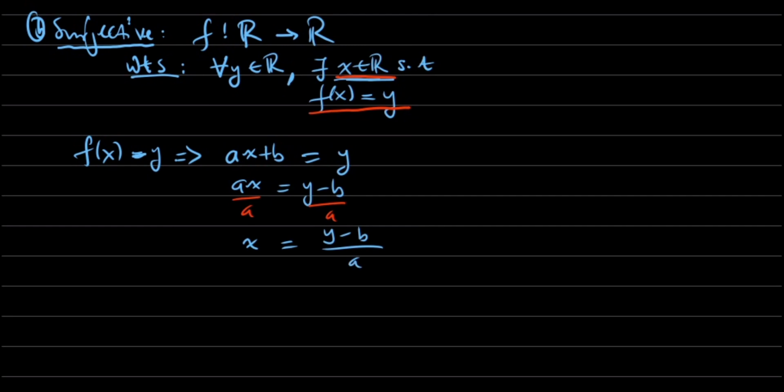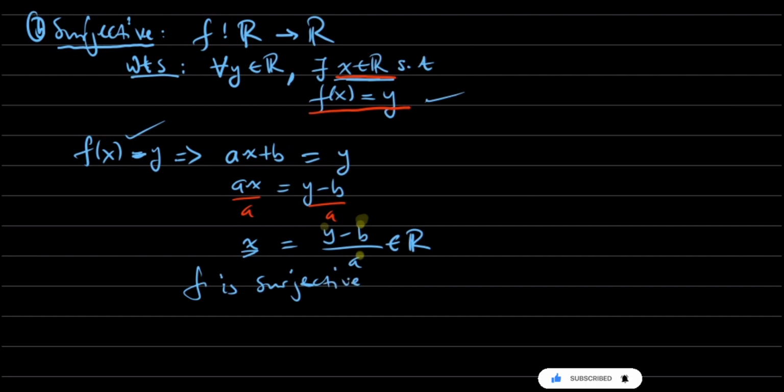y is a real number, so you subtract b, which is a constant real number, from y, and then we divide the difference by a non-zero real number. So in fact, x is a real number, because this right here is a real number. So what that means is that for any y in the codomain, which is the set of real numbers, we can find a real number x such that f of x equals y holds. So what that means is that f is surjective.